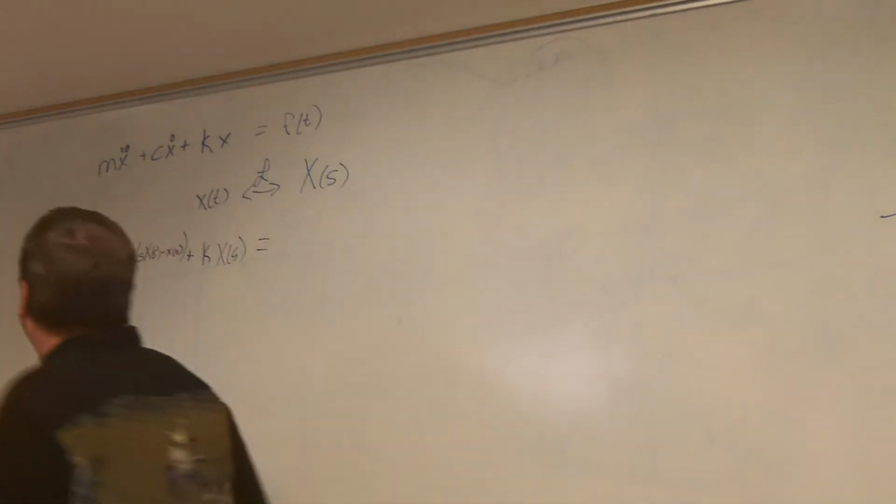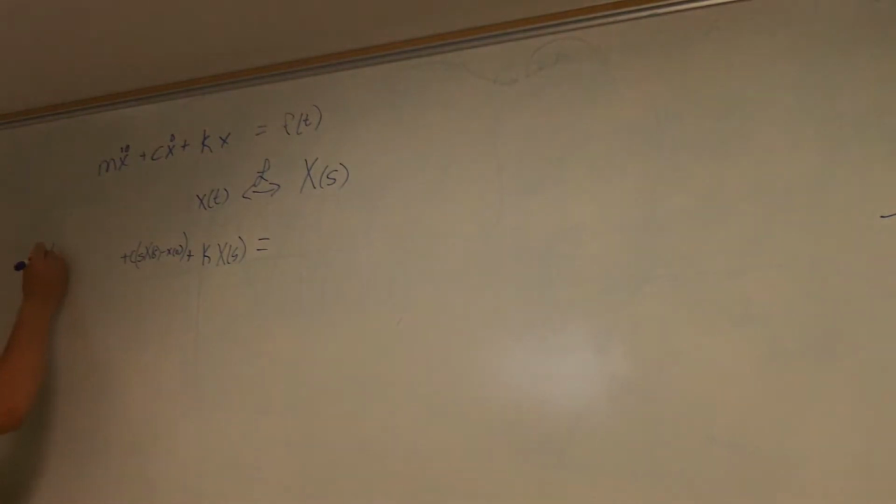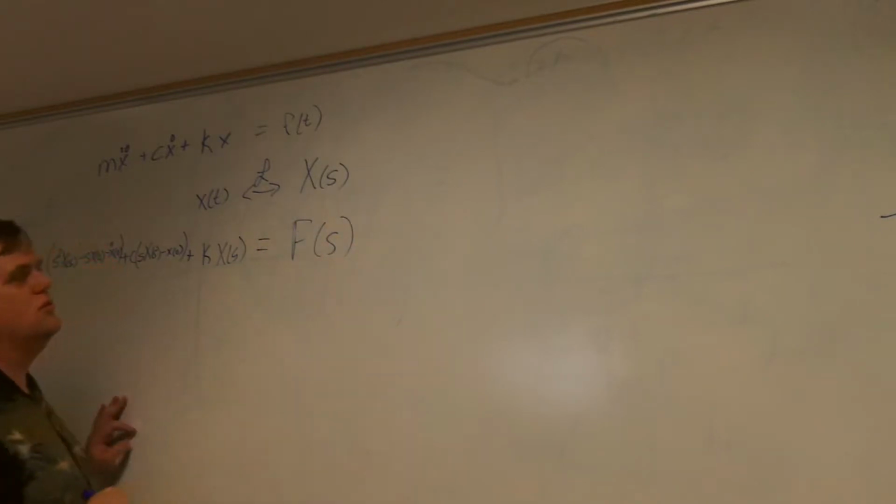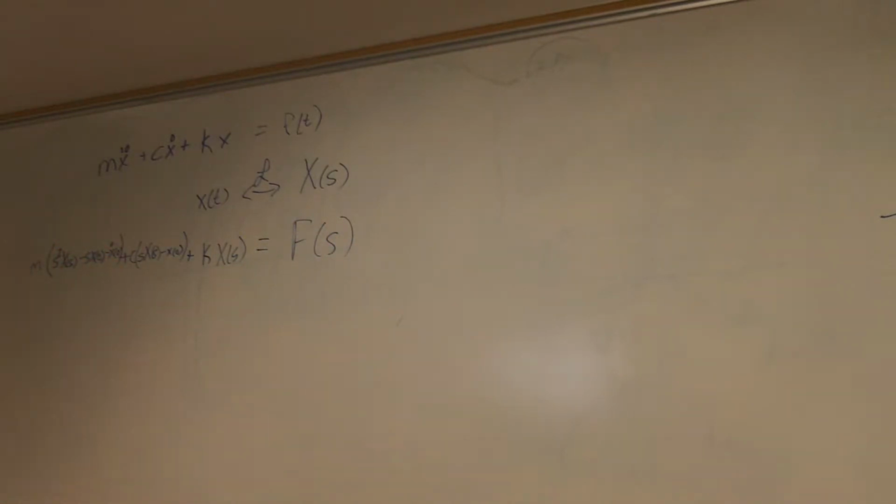Fair enough? All right, now I get this one. It's m times this one's transform. Well, x double dot, I just nest it, so it's going to be s squared X of s minus s times the value of x at 0 minus x dot at 0. All I did is keep applying the rule, trying to show it works. And that has to equal this one's transform. Let me just call that F of s, whatever the transform is of your forcing function.